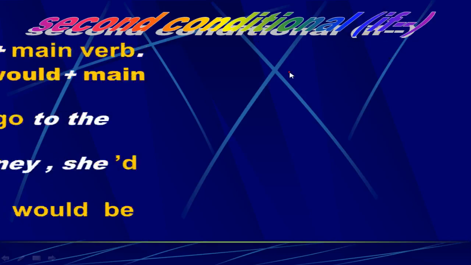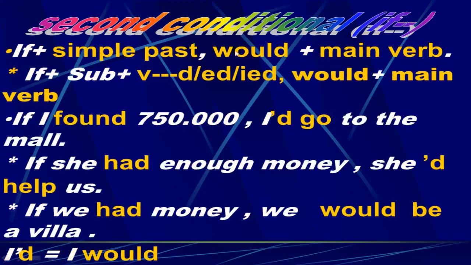Unreal conditional with if. Second conditional: if plus simple past, would plus main verb. For example, if, subject, verb in the simple past, verb plus D, ED, IED. Subject would plus main verb. If I found $750,000, I'd go to the mall. The verb find, past found. I'd means I would. I would go to the mall.